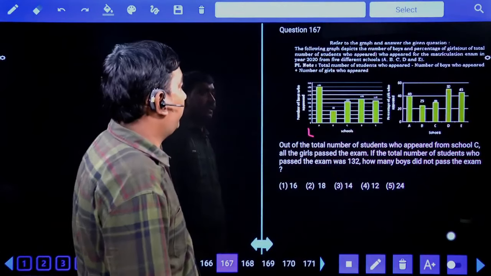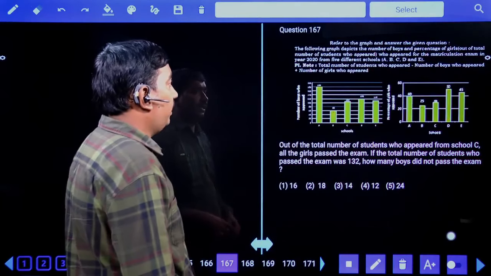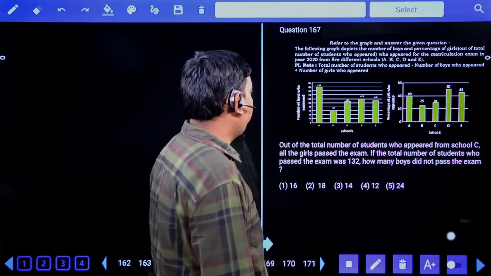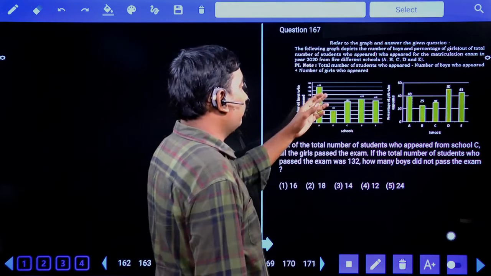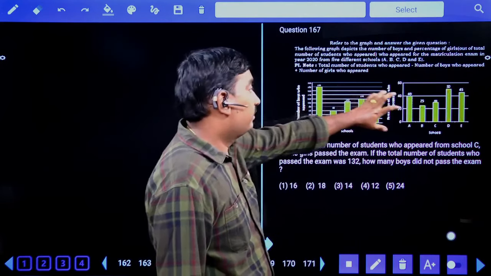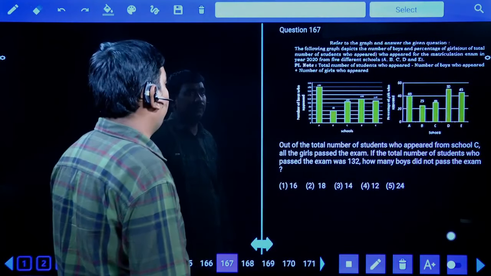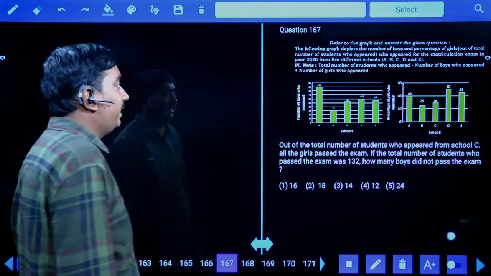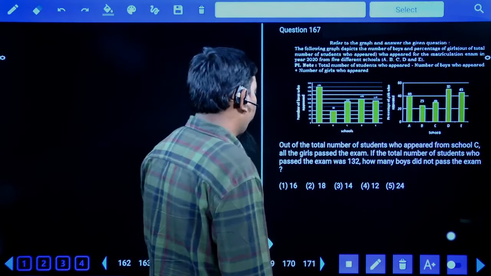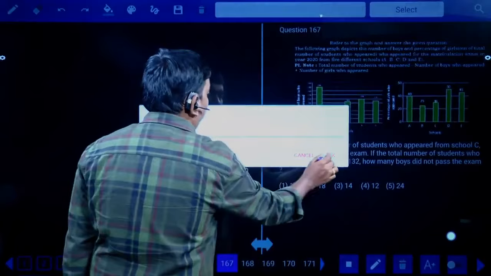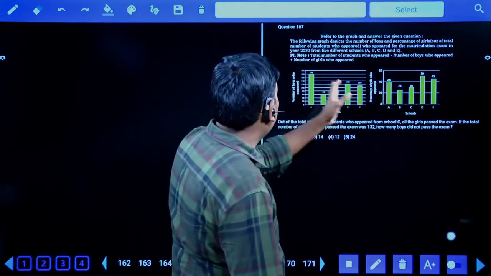Refer to the graph and answer the given questions. The following graph depicts the number of boys and percentage of girls out of the total number of students who appeared from the matriculation examination in 2020 from 5 different schools A, B, C, D and E. First diagram is number of boys, second diagram is percentage of girls. Total number of students is number of boys plus number of girls. The diagram is not that clear. This is girls and this is boys.